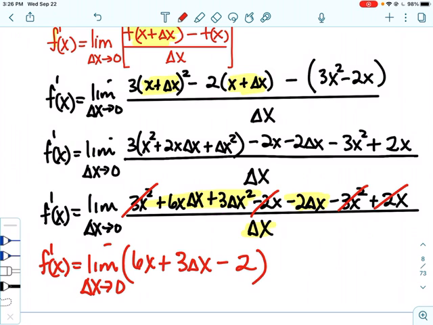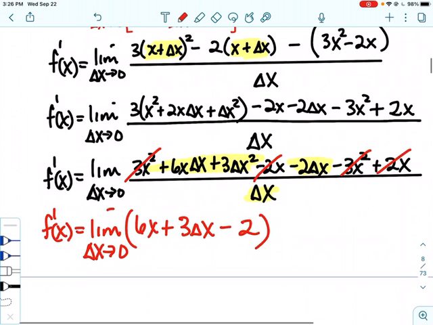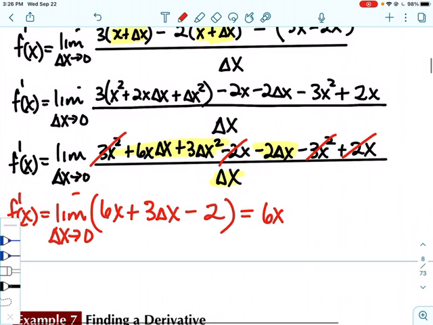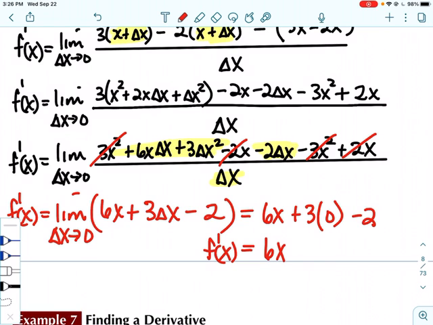Okay, I hope you can see I skipped that step where you factor the delta x out of those 3 terms that are left, and then I cancel the delta x. So I'm left with the limit as delta x approaches 0 of 6x, that's just 6x, there's no delta x in there, plus 3 times 0 minus 2. So f prime of x is equal to 6x minus 2. And there is your answer for f prime.